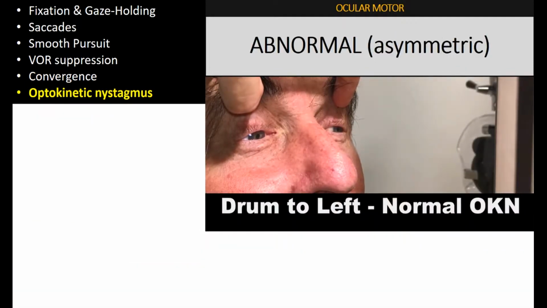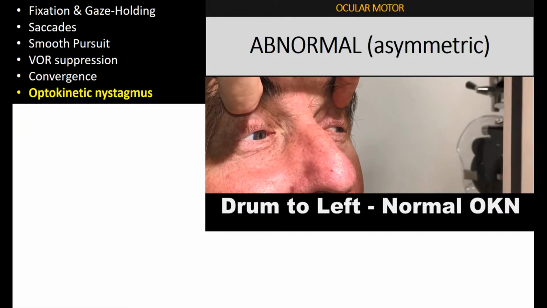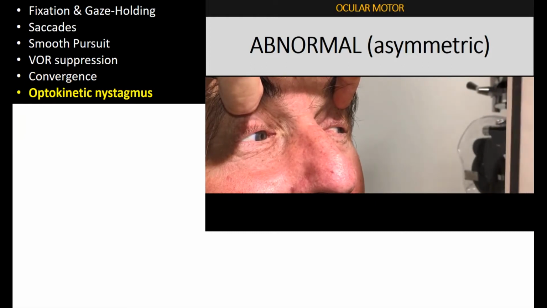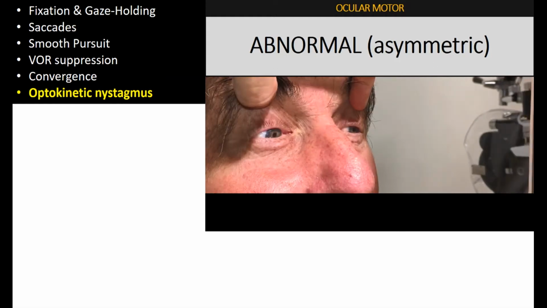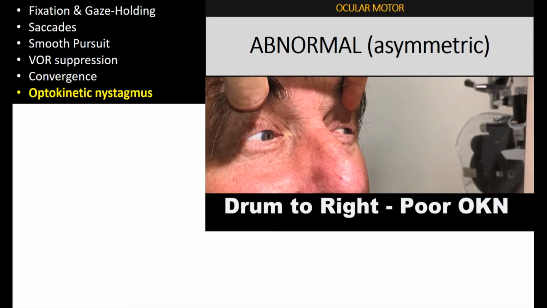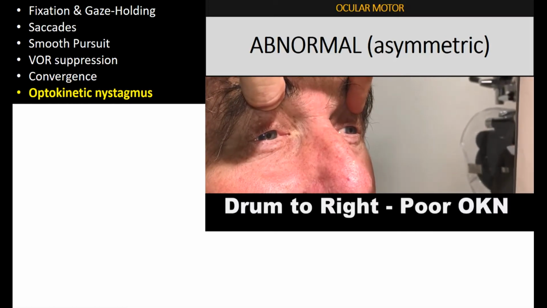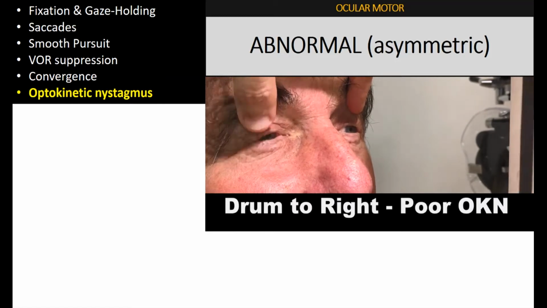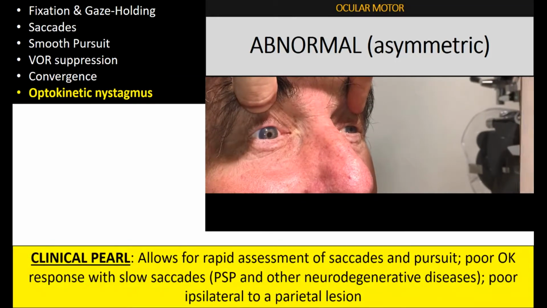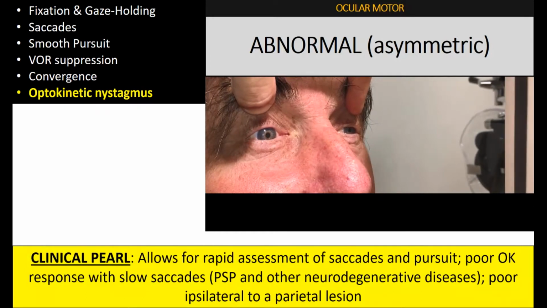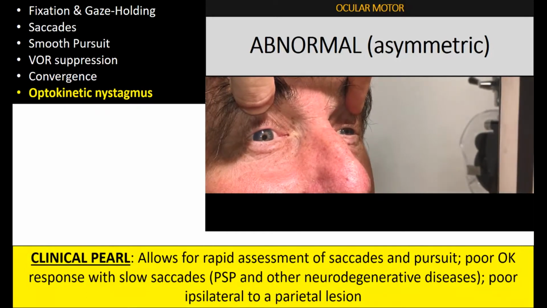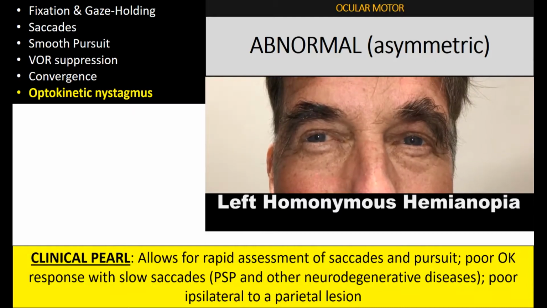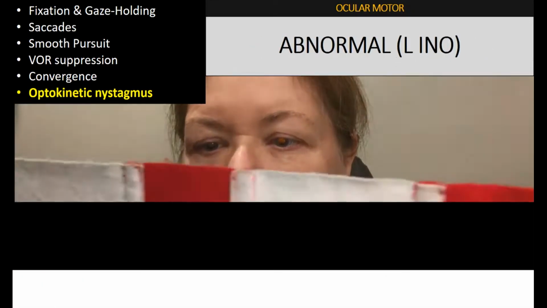Okay, so then it just went on to the next. We are seeing the optokinetic now. I started to explain it on the slide before this, but then it went away. So in this situation, the patient has asymmetric optokinetic nystagmus. This patient has a left homonymous hemianopia.